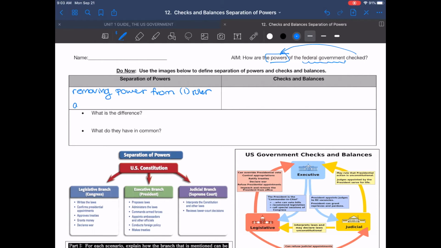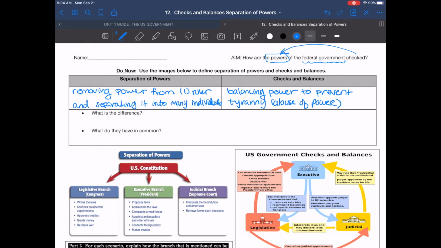Separation of powers is removing power from one ruler, typically someone who's tyrannical, and separating that power into different parts. In our government, we do it into three branches. Checks and balances, a little bit different, is creating a balanced system so that one branch is not too powerful. Again, the goal is to prevent the abuse of power. While this is the goal and the ideal, this is not always the case, regardless of how good a government can be.